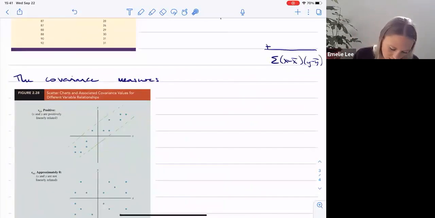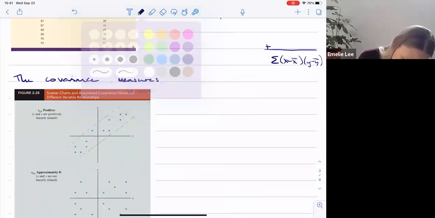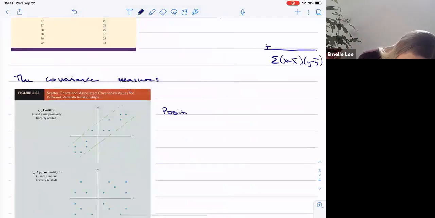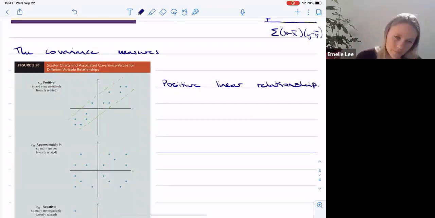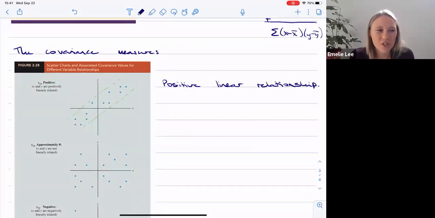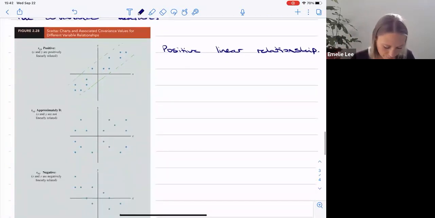Okay, and so here we have a positive linear relationship. It's good to get in the habit of calling it a linear relationship, right? I will show you one where we don't have a linear relationship, but then you can just call it a non-linear relationship for now, right? There are other models that we'll introduce slowly.